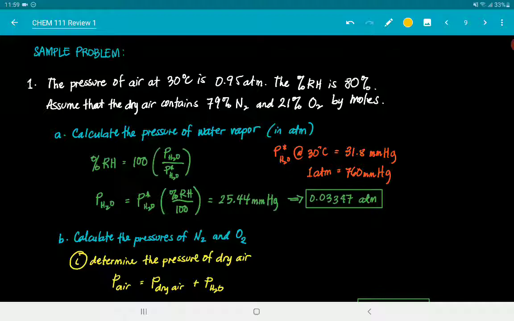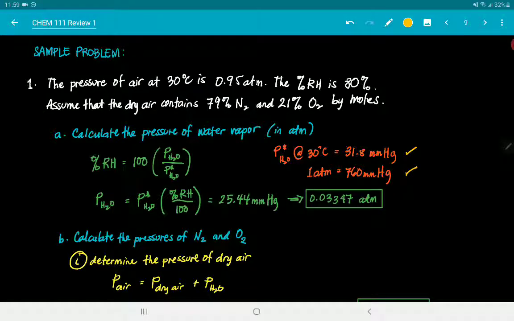So based on the table kanina, ito yung kanyang saturated vapor pressure at 30 degrees Celsius, 31.8 millimeters mercury. So meron din tayong conversion factor dito na 1 atmosphere is equal to 760 millimeters mercury. So for this problem, we use percent relative humidity is equal to 100% times pH2O over P star H2O. So ito yung ating hinahanap.